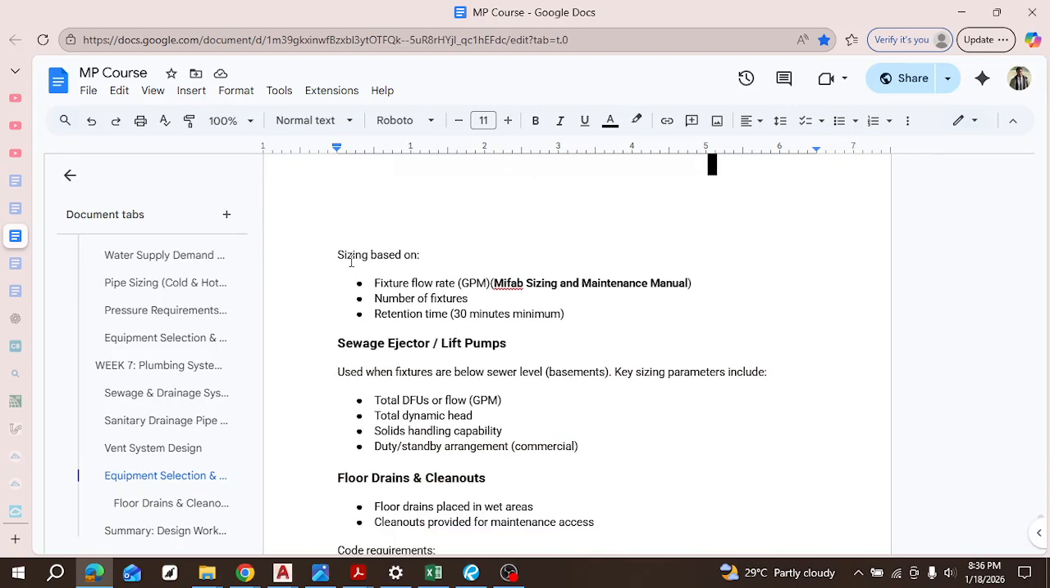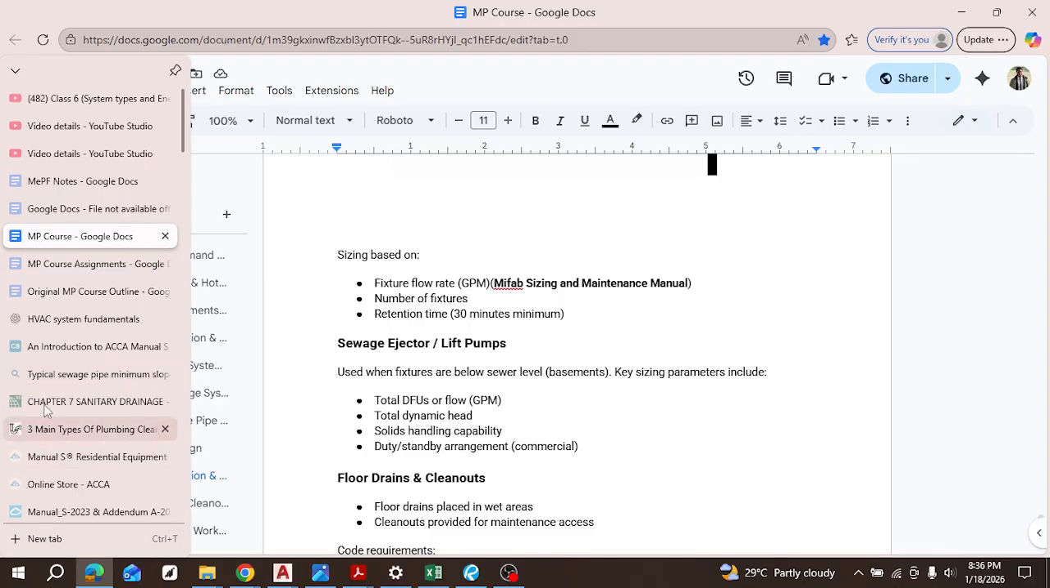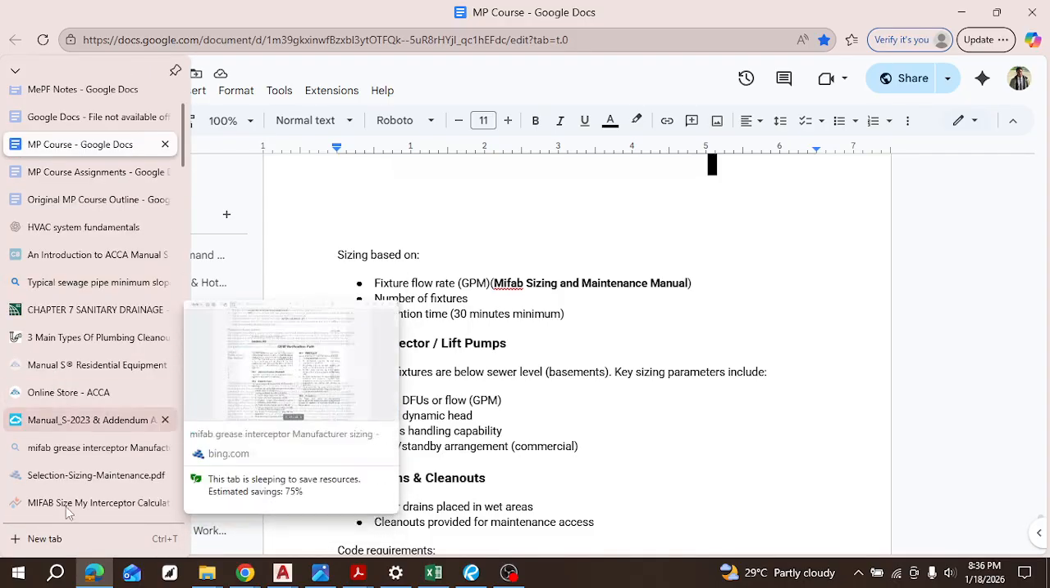So let's move on. Now, how to size this particular grease interceptor. The International Plumbing Code doesn't have a particular table where you have GPM or DFU and then you add up based on that, right? But I was able to come across this particular company that has their own manual for this, right? This is them here, their own manual for this purpose.